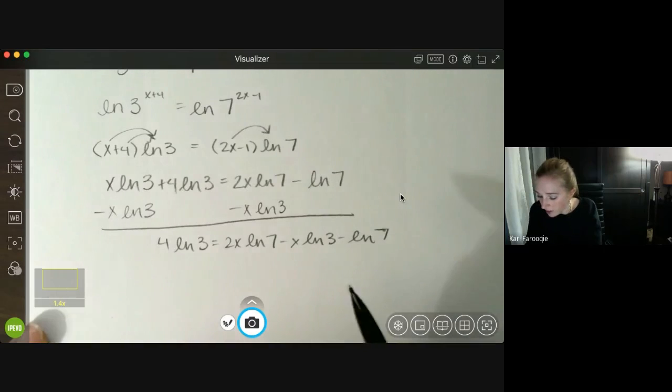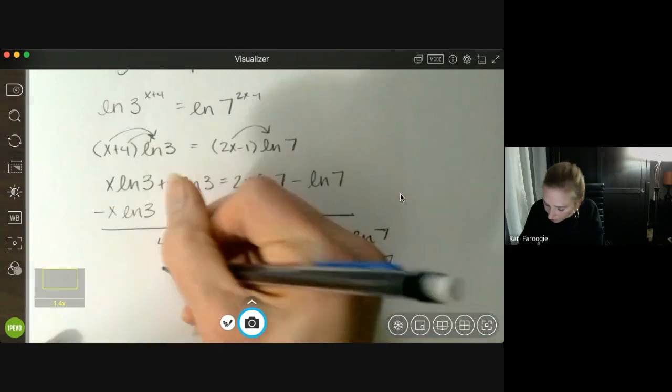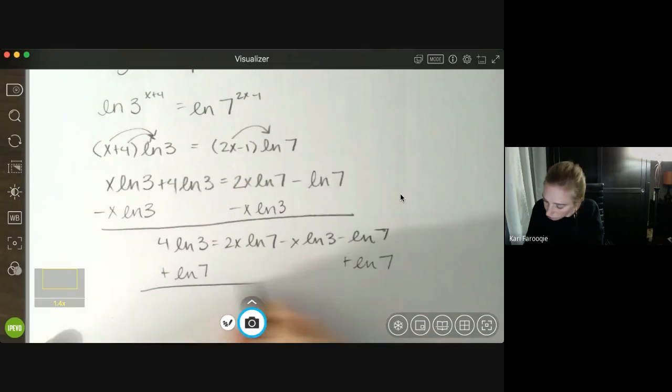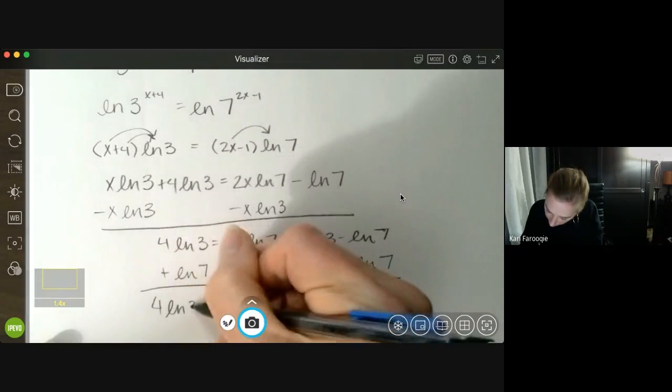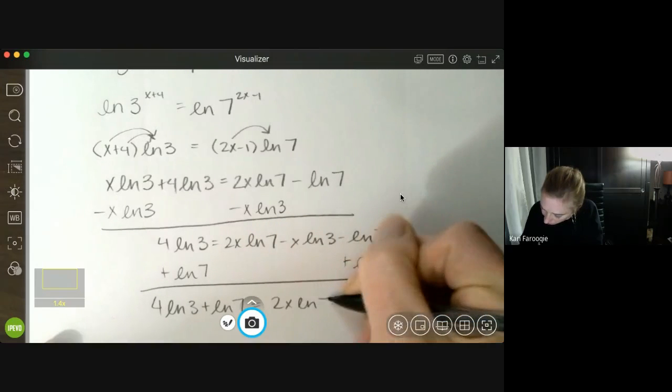So let's go ahead then and get the non-x's to the other side by adding ln 7 to both sides. And remember, you cannot combine those. They're just going to be 2 separate terms.